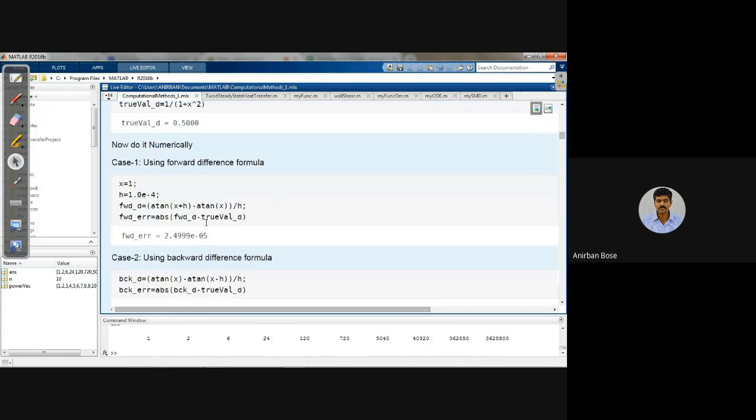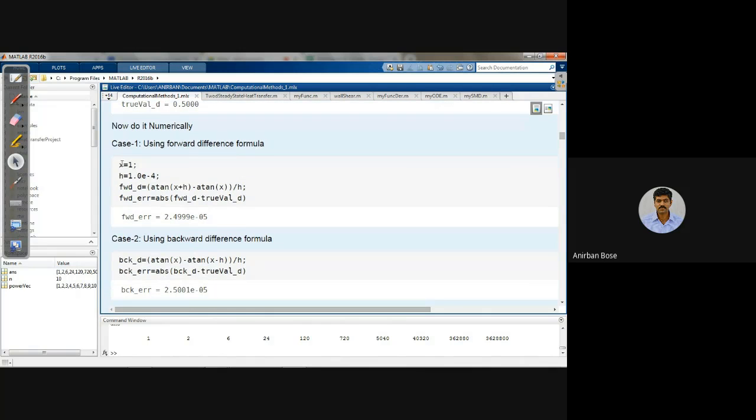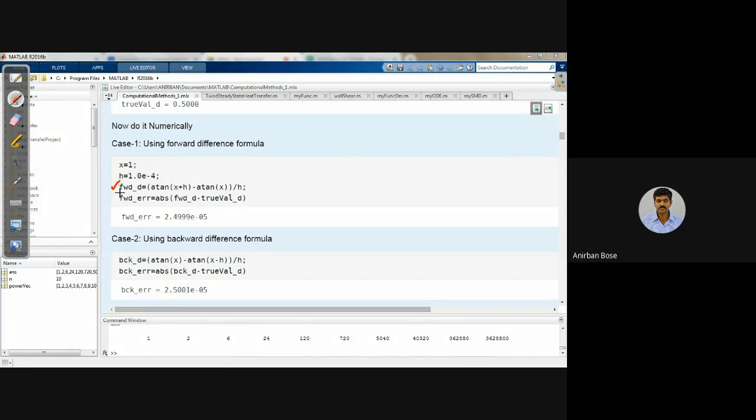Now numerically let us do it. We'll start with x is equal to 1, because we have to find out at x is equal to 1, and we have defined h is equal to 10 to the power minus 4, that is 1e minus 4. You can do it by forward difference or backward difference, or you can also find it by the central difference formula. If you want to do it by the forward difference formula, we have given the variable name as forward underscore d. For tan inverse x, you know that in MATLAB it is atan.